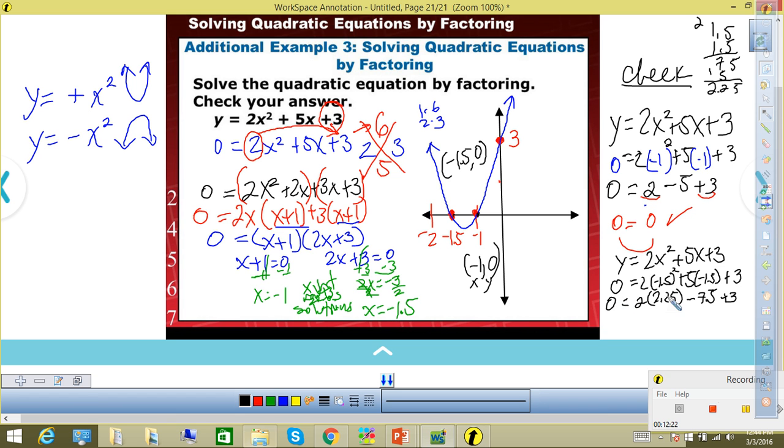So what is 2 times 2.25? That's 4.5 minus 7.5 plus 3. All that equal to 0. So we combine like terms. 4.5 plus 3, 7.5 minus 7.5. It should work, right? Because we said that those are solutions to the equation. All right. Ready? All right, let's move on.